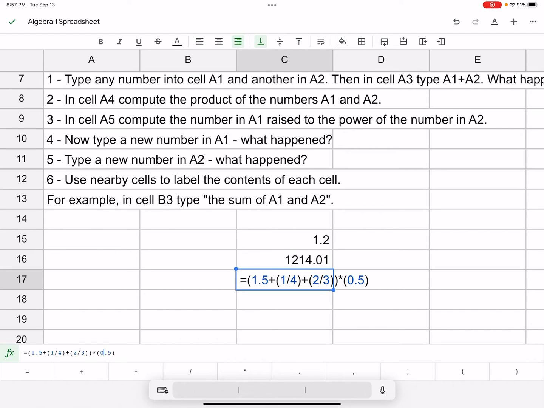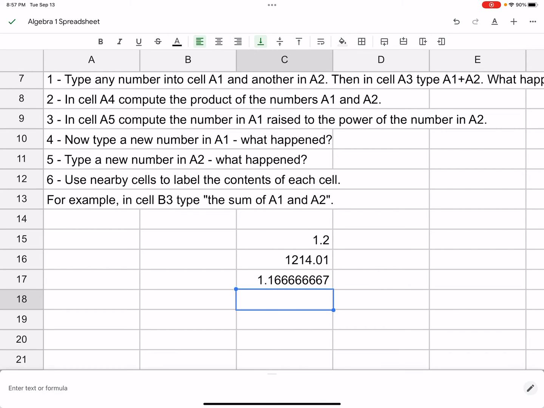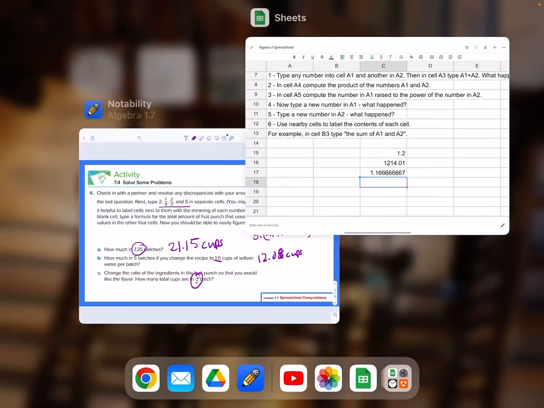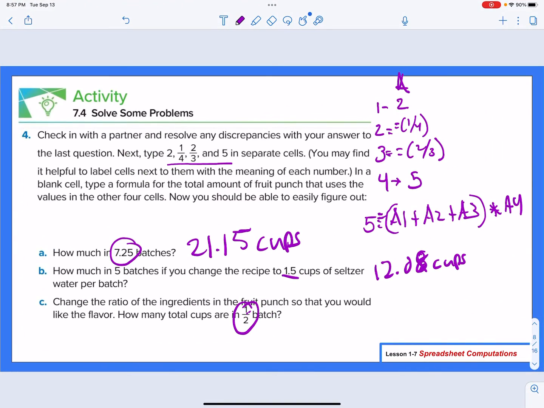And maybe I want to have more pineapple juice. So instead of 1/4, I do a half, and then I have less of the other juice. I do a 1/3, and then I end up with 1.16 cups. So whatever, you're going to make up your own thing. The idea here is just getting comfortable using the spreadsheets and being able to make equations, okay?